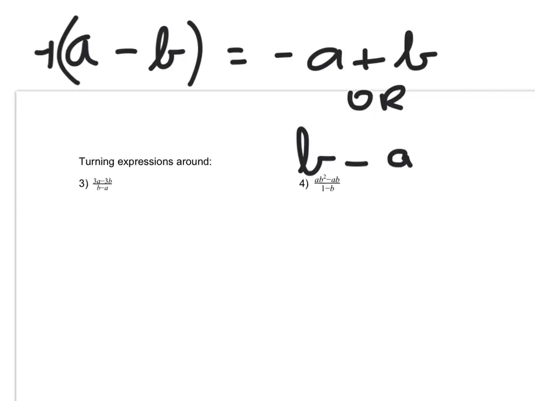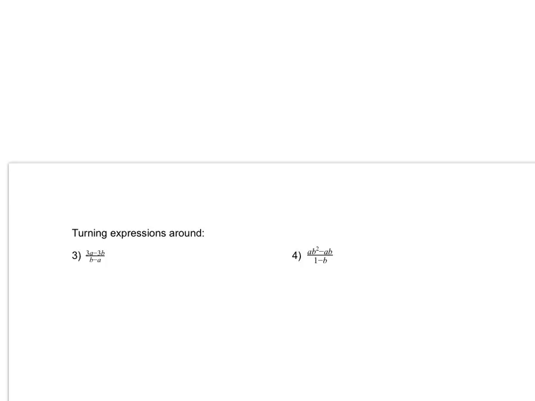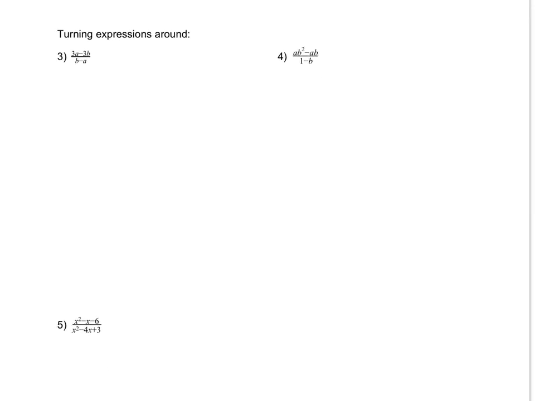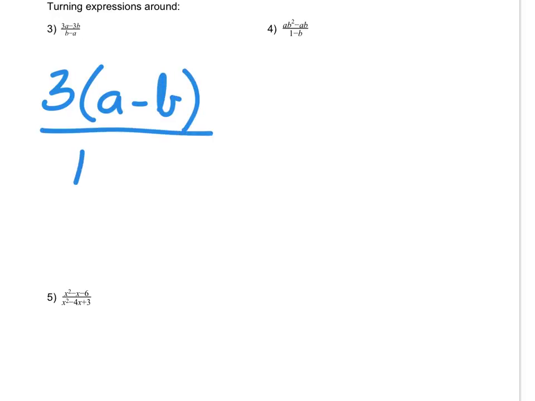So let's have a look. So if you look at the first one here, number 3, we're going to have a look at this. So let's look at the top first. Okay, we see we have a couple of terms on the top and a couple of terms on the bottom, so we need to think about factoring. Let's look at the top, right? We can factor out a 3. There's no letter in common, but there's 3 in common. So it's 3 times A minus B over B minus A.